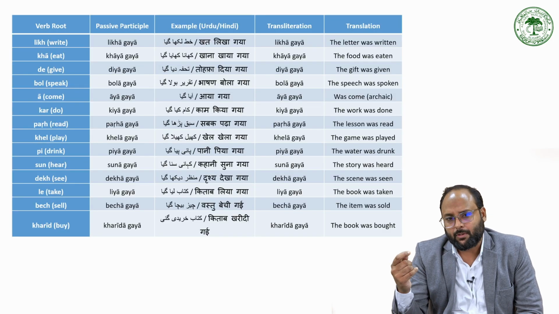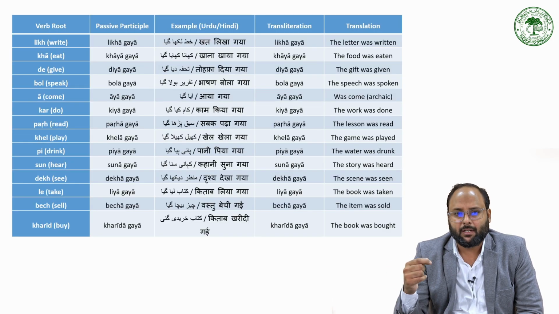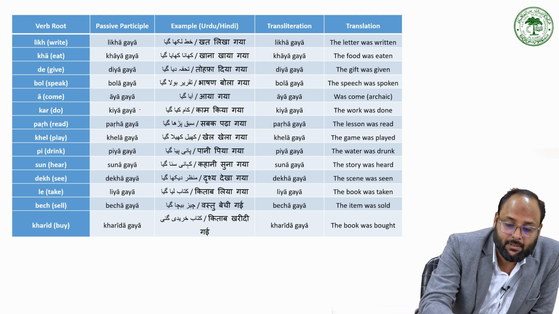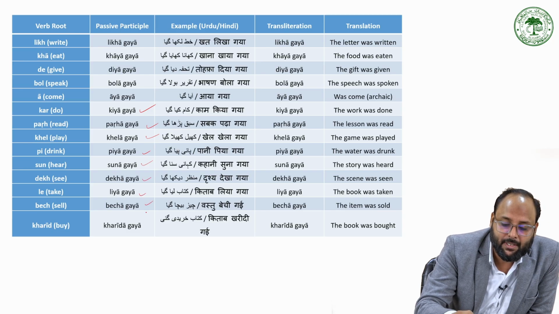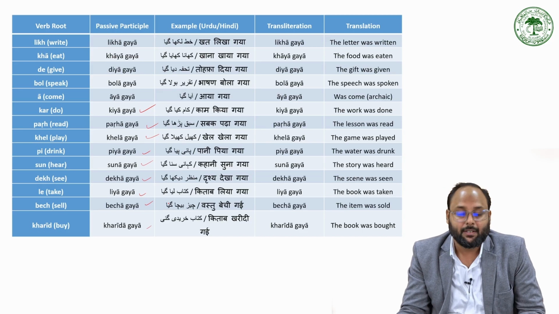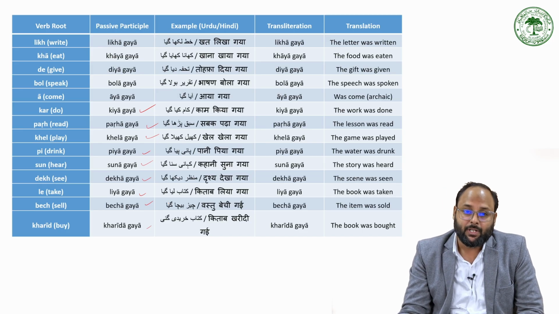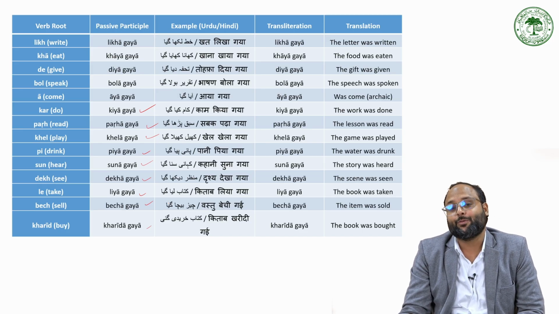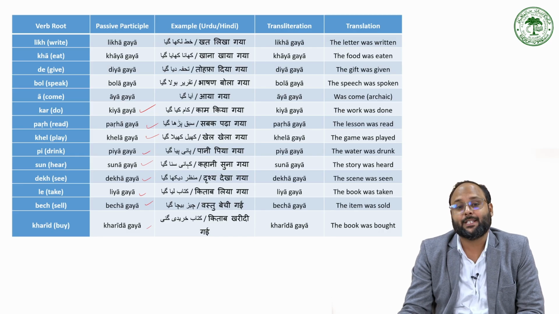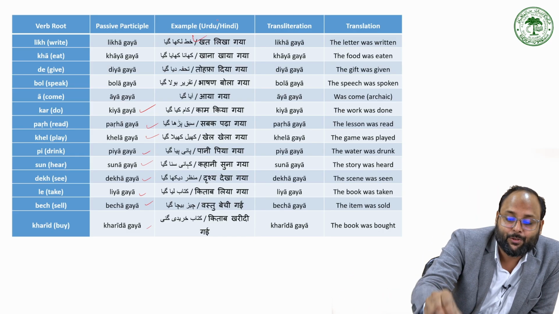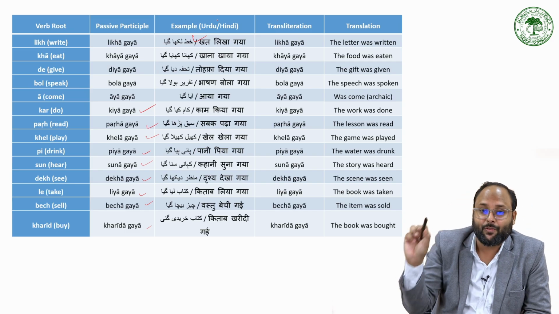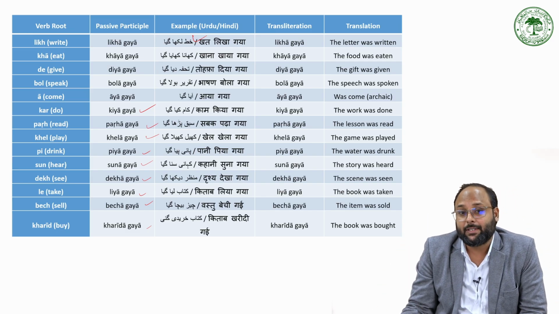Here we have lots of examples like लिखा गया, खाया गया, दिया गया, बोला गया, आया गया, किया गया, पढ़ा गया, खेला गया, पिया गया, सुना गया, देखा गया, लिया गया, बेचा गया, खरीदा गया. So these are the passive participles. They are used in a sentence when you are not focusing on the doer of the action. Like सबक पढ़ा गया, खत लिखा गया. So there is no doer of the action. There is no agent.